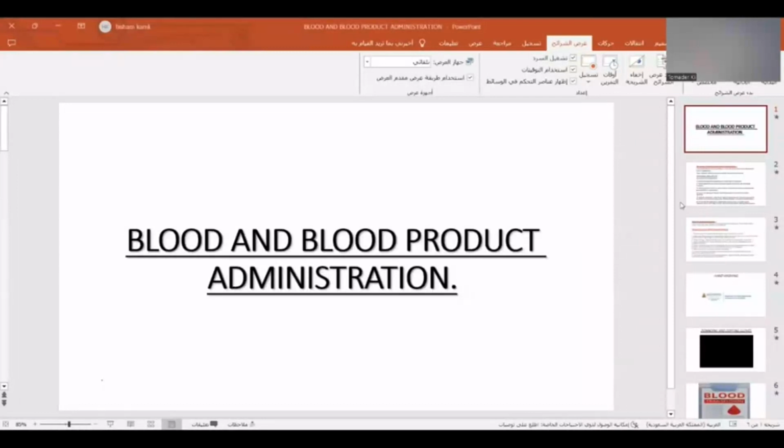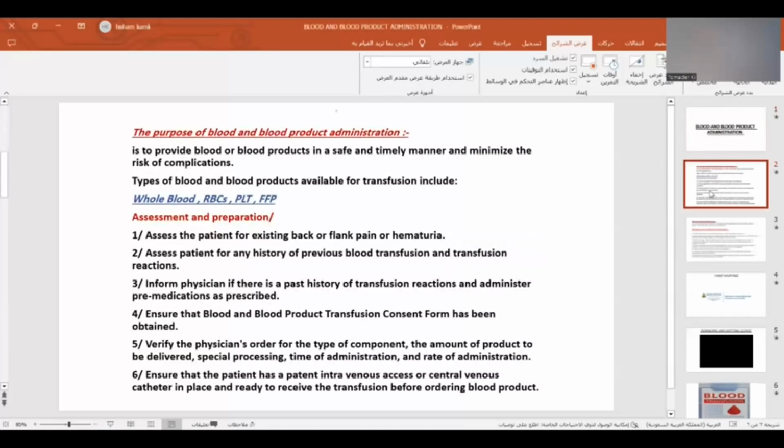Hello, how are you? Today we will talk about blood and blood product administration. First of all, what is the purpose of blood and blood products? It is to provide blood or blood products in a safe and timely manner, and to minimize the risk of complications. We have many types of blood and blood products for transfusion, including whole blood, red blood cells, platelets, and FFP.